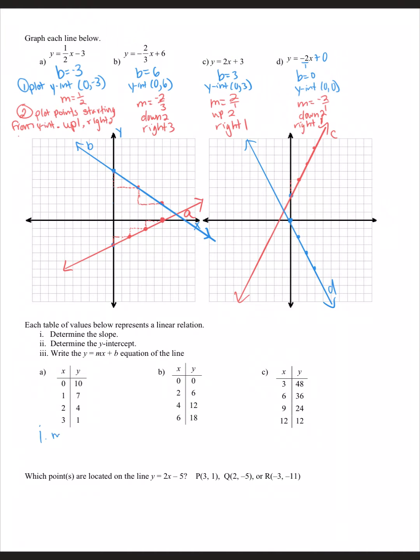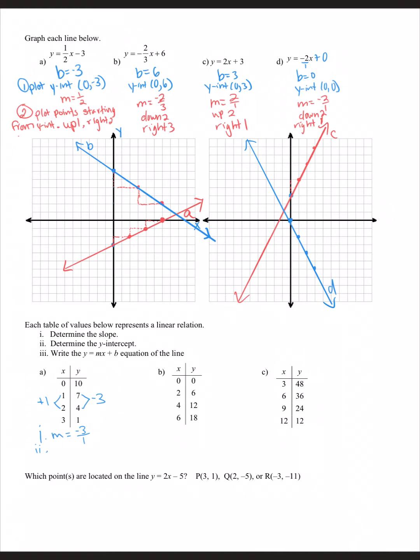Okay, so our slope is going to be our change in our y values divided by the change in our x values. So if I just look at what's happening with my y values here, I can pick any two y values, and it looks like if I go from 7 to 4, that's a decrease of 3. And if I look at the corresponding x values, those are going up by 1. So we could say my slope is a negative 3 over 1. Okay, then we'd have to identify our y-intercept.